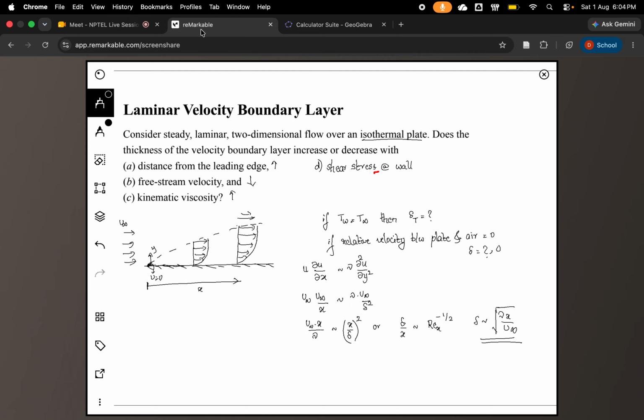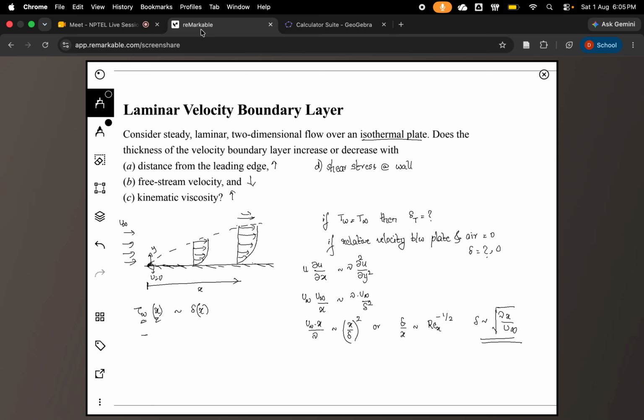Regarding shear stress, what I was asking is similar to this. What happens to the shear stress at the wall as you go away from the leading edge? Like this particular question asks about how boundary layer thickness will increase or decrease with respect to all these quantities. So in addition to boundary layer thickness, I would like to ask what happens to the shear stress at the wall, that is tau W, as a function of x. And then from there, we will relate this tau W with delta and see how is tau W related with delta.